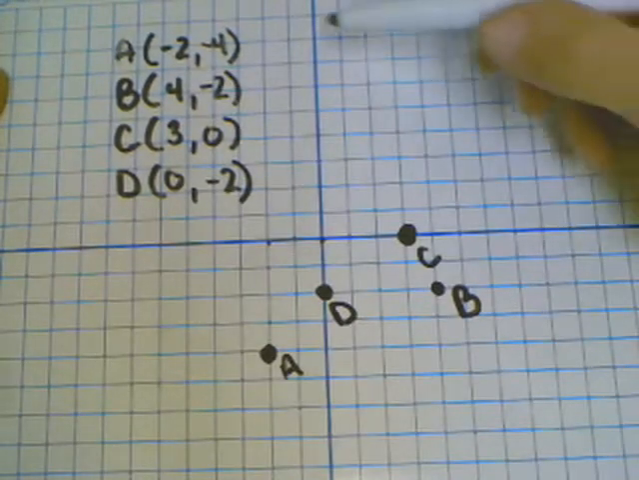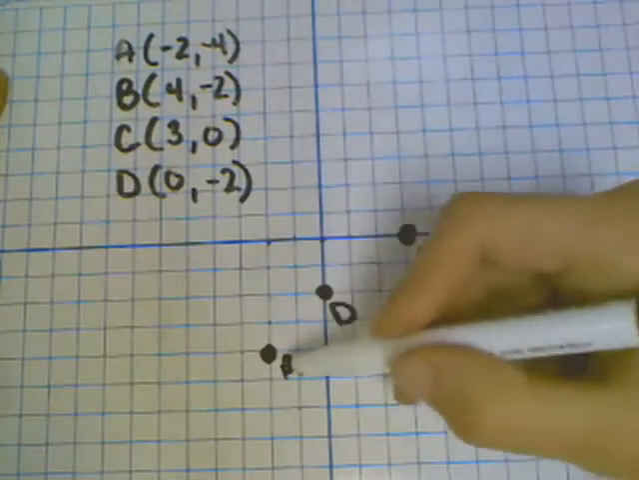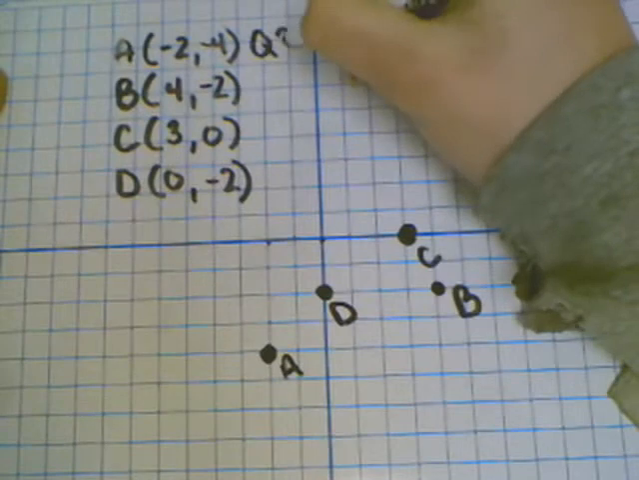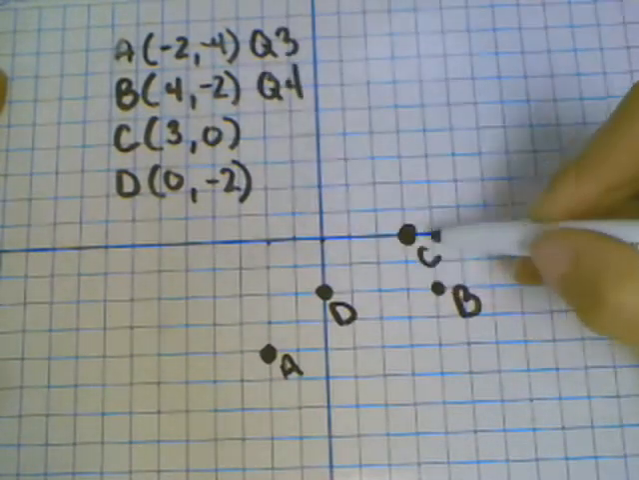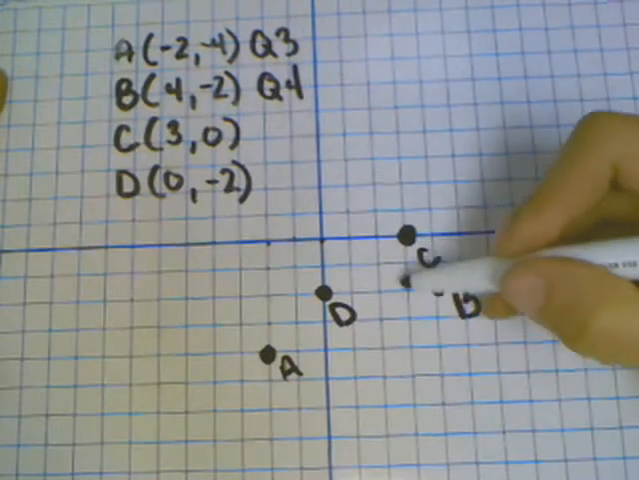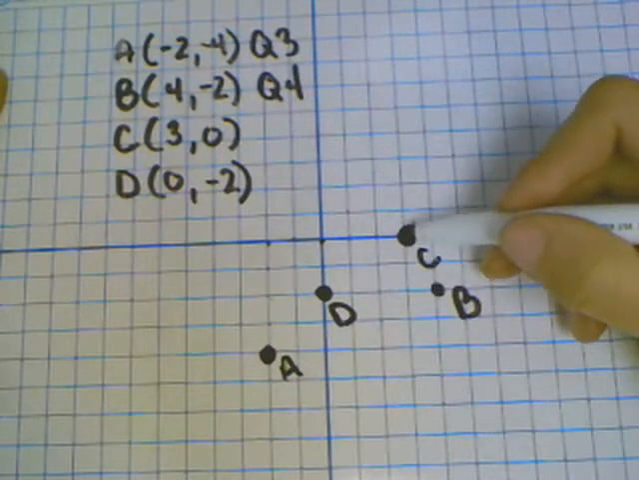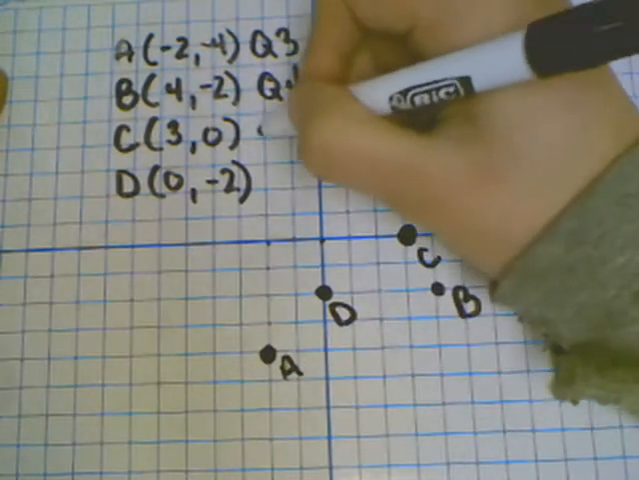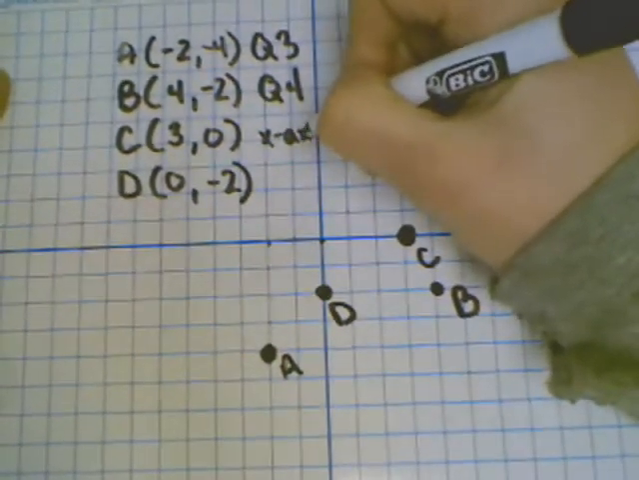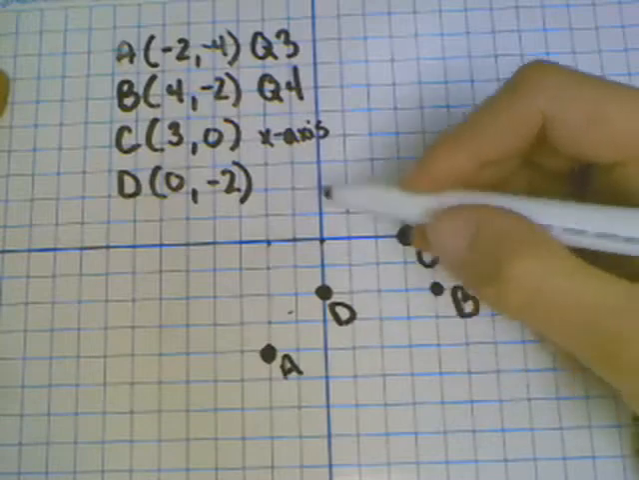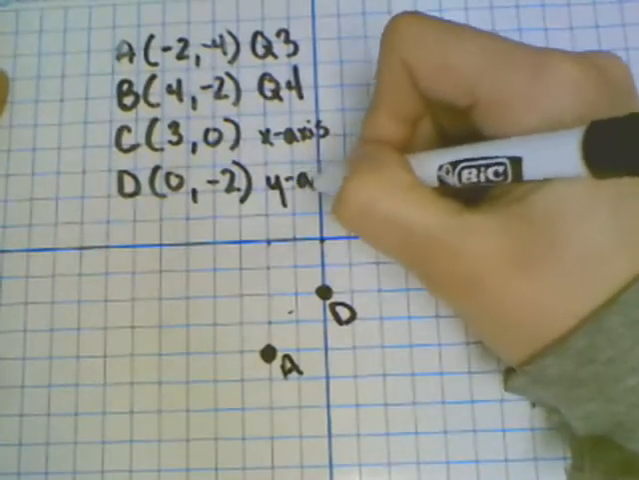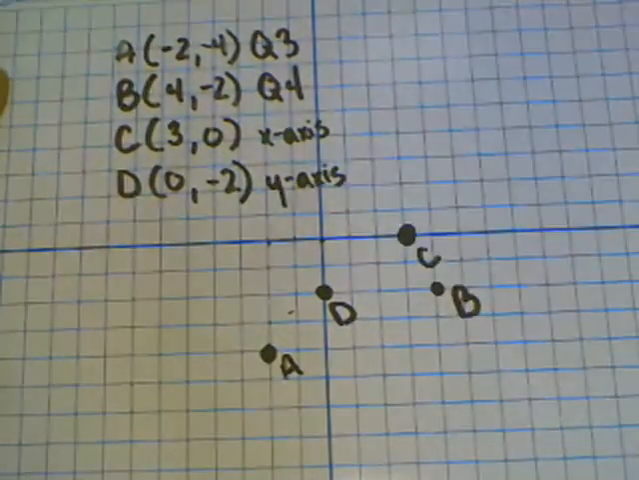If I go back and look at what quadrant these points are in, A is in quadrant 3. B is in quadrant 4. C lies on the boundary between two quadrants. So we would say that C is not in a quadrant, instead it's on the x-axis. Same thing goes for point D. It's not in a specific quadrant, it lies on the axis. And in this case, point D is on the y-axis.